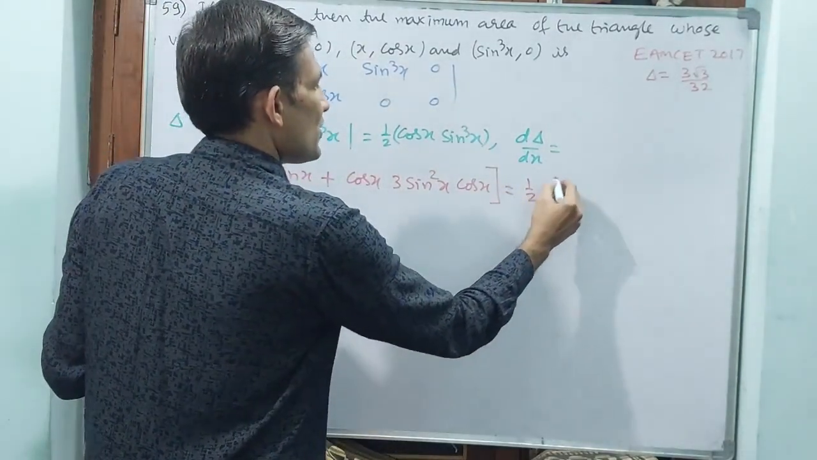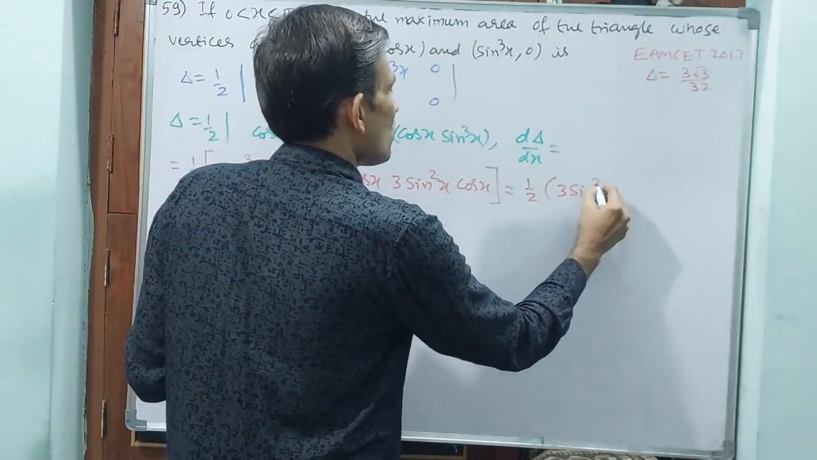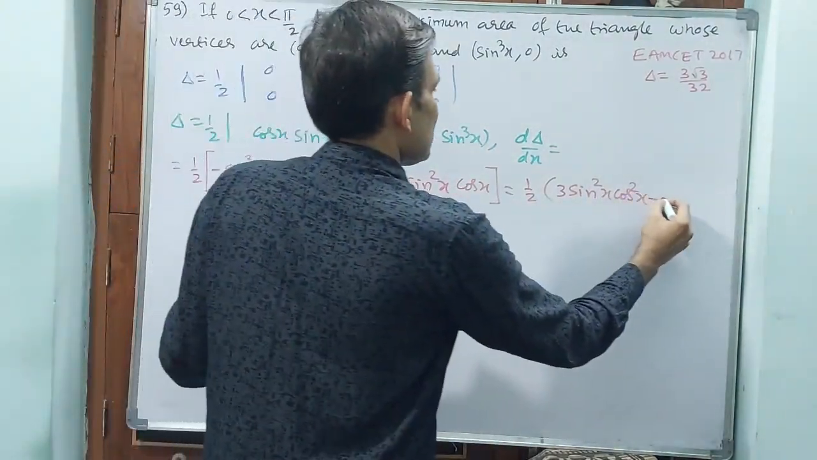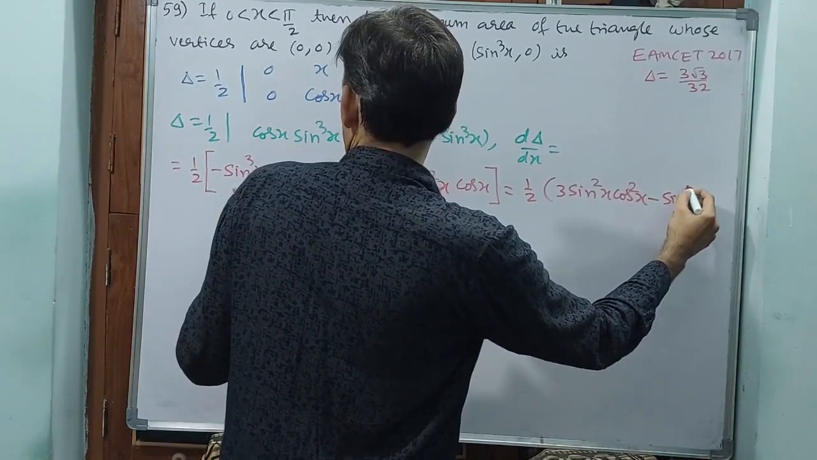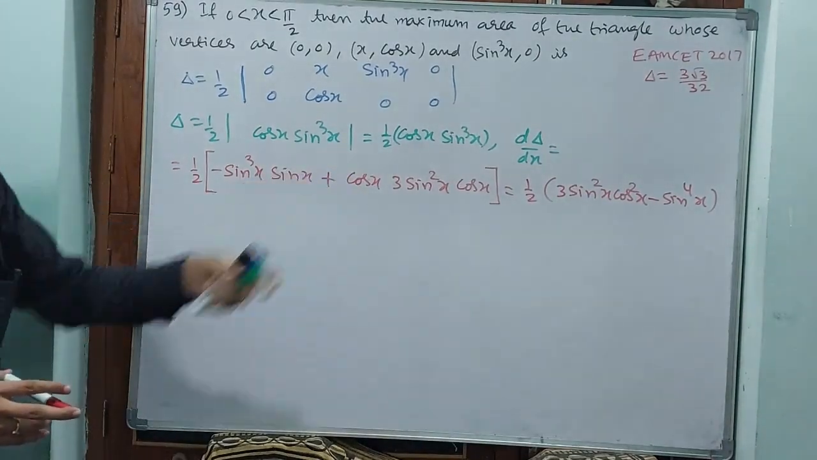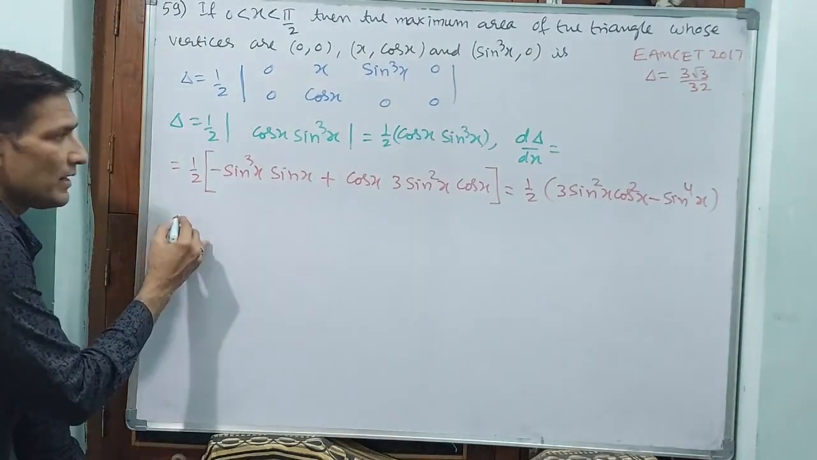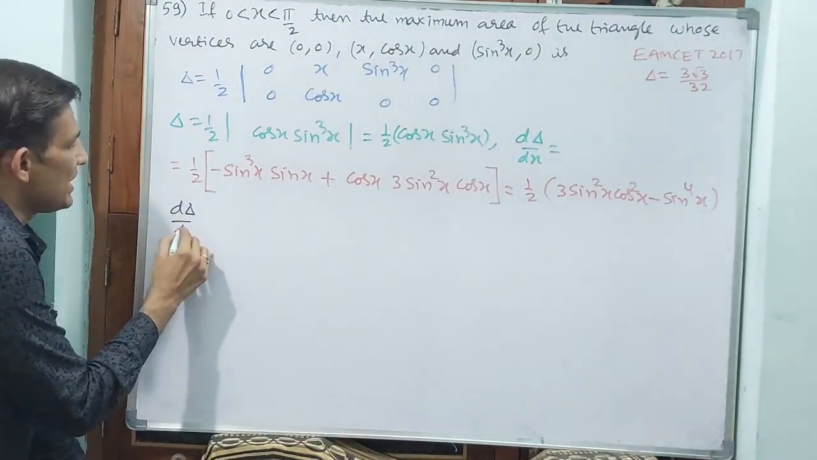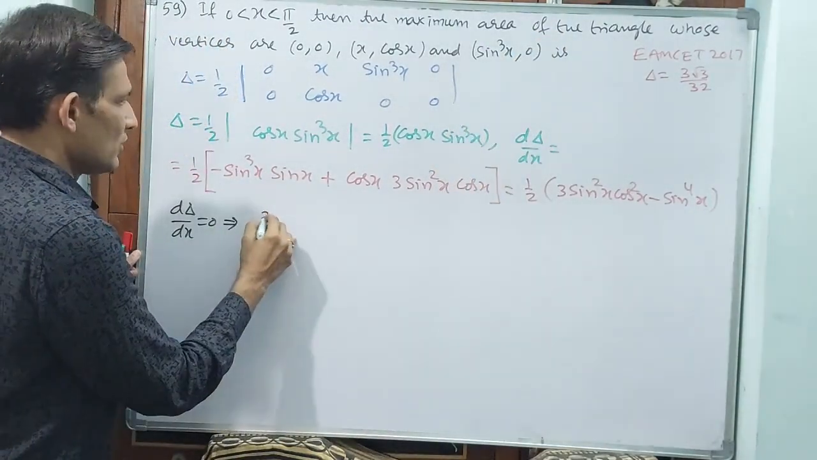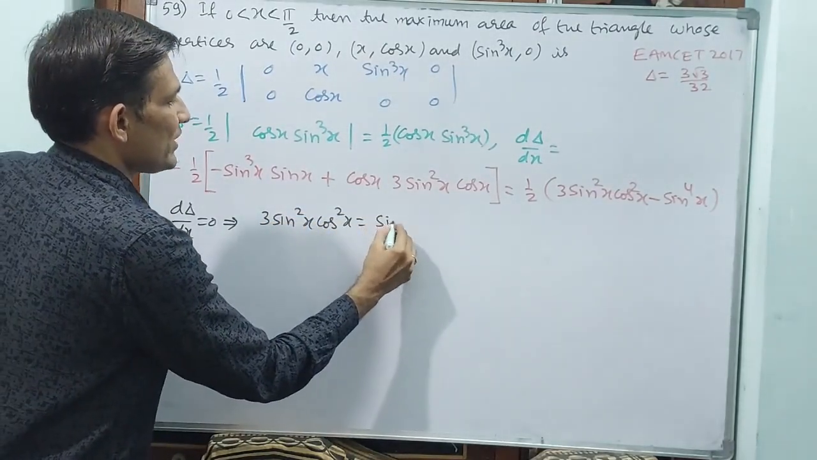You see 1 by 2 into 3 sin square x cos square x, minus sin to the power of 4x. As we know, we will make this equal to 0. Let us do it. d delta by dx is equal to 0 implies, 1 by 2 anyway going to become 0, 3 sin square x cos square x is equal to sin to the power of 4x.